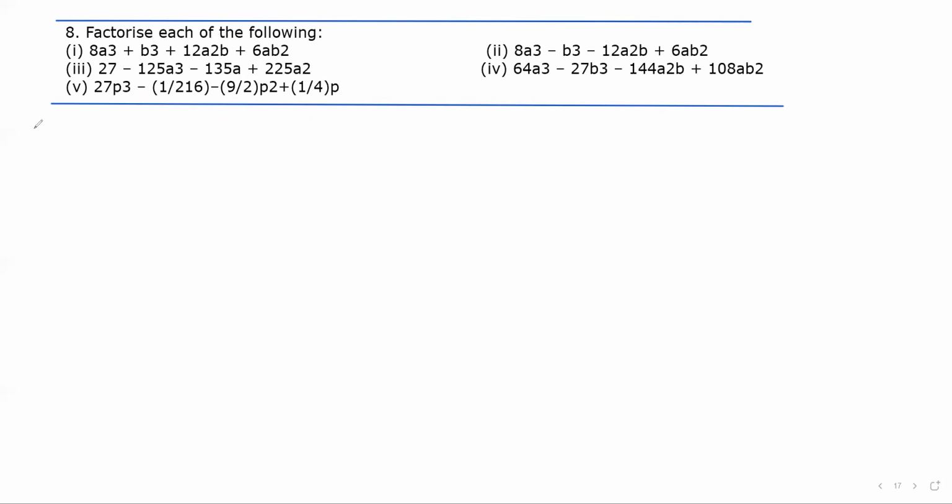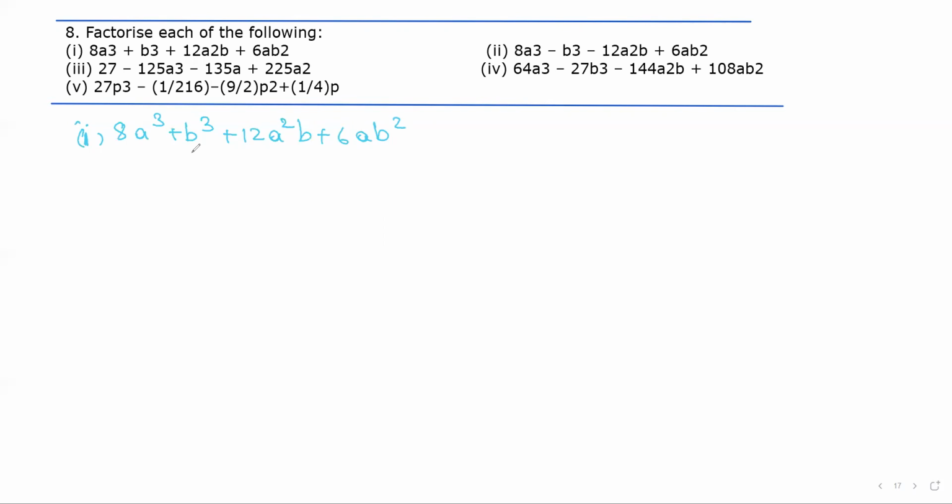Factorize each of the following. It goes without saying that you will have to make use of the identities that are taught rather than directly doing it. So your first part is 8a cube plus b cube plus 12a square b plus 6ab square. This looks something like (a plus b) whole cube.